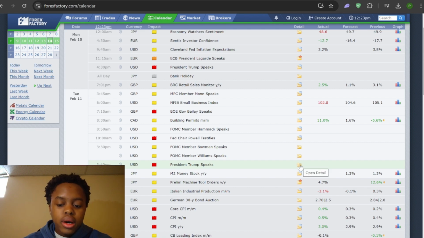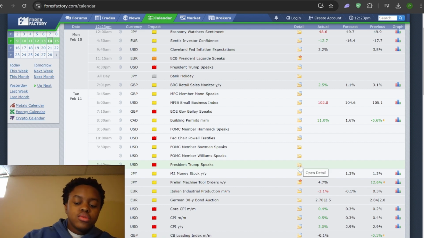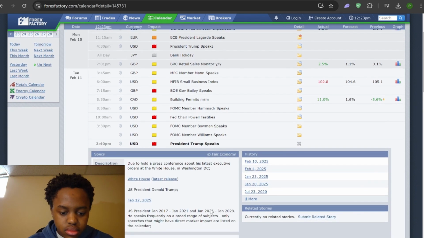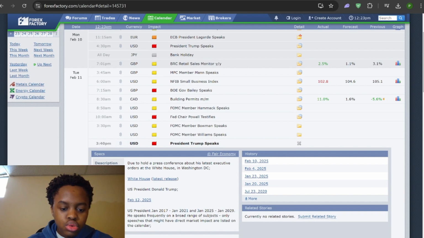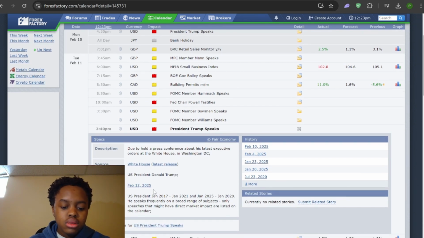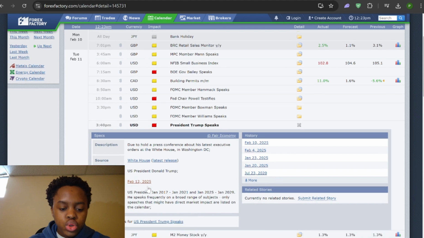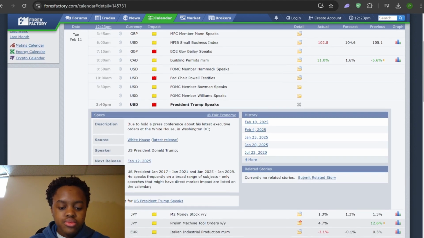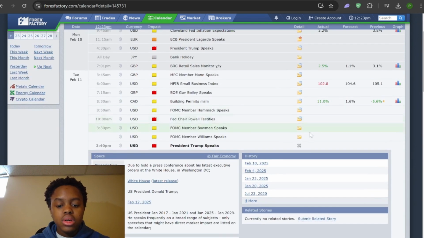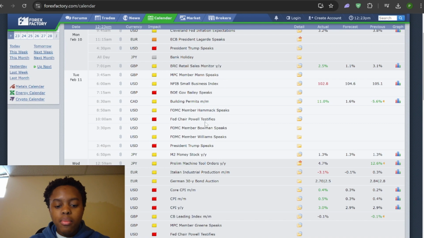You can open the folder by pressing the folder here. You see the description: due to hold a press conference about his latest executive orders at the White House in Washington D.C. What's the source? The White House. So where's the news coming from? The White House. Who's the speaker? U.S. President Donald Trump. Next release February 12, 2025.